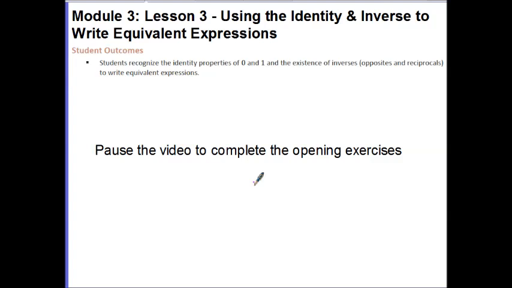The first thing I'd like you to do is pause the video and complete the opening exercise. Unpause the video when you're ready to continue.